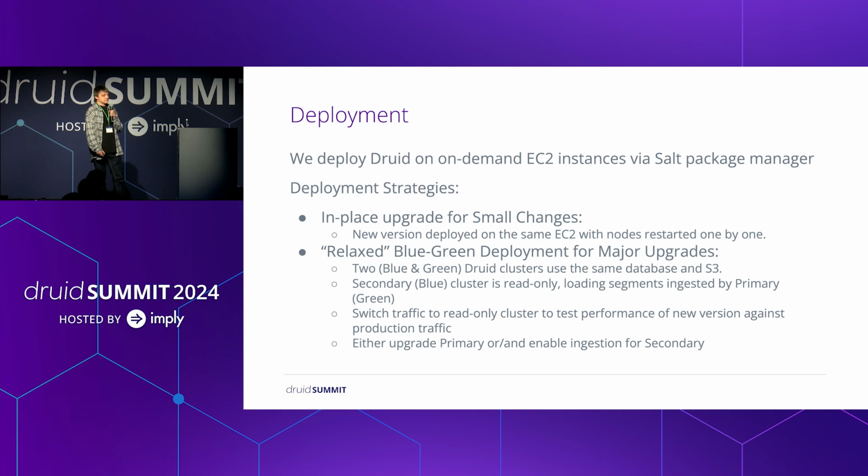So I was playing around with Druid, and I realized that actually it's possible to do blue-green deployment in a relaxed way, at least for our use case, where you can spin up a read-only replica with the new configuration or new version that you need, but you can share the same database and S3, as long as they are compatible, of course. So in this case, we were able to switch traffic on production between different clusters to check for performance and any unexpected errors. So we were very confident when we upgraded our primary cluster. And as a result, now I can do upgrades on weekdays.